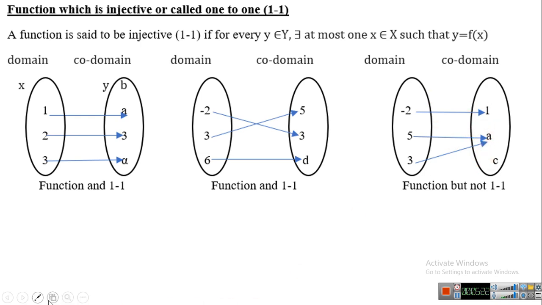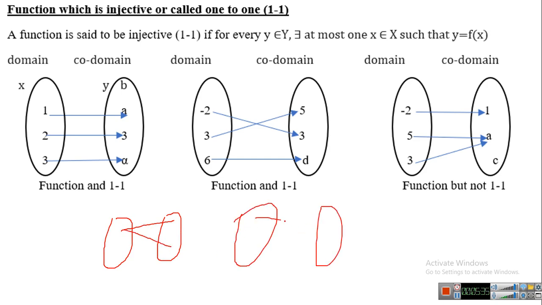For a function, we're not going to mix things here. To be a function, you cannot have duplicates. This is not a function, so we cannot talk about one-to-one. For this one, this is a function, because everyone has an image, but this is not one-to-one. Why? To be one-to-one, in y also you must not have a duplicate, vice versa.